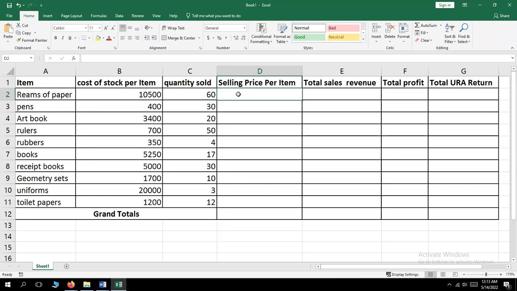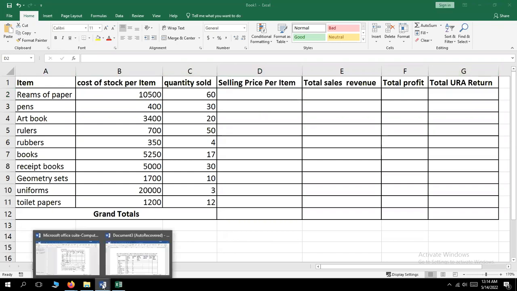In this video, I want us to look at how we can use Microsoft Office Excel to manage business day-to-day activities. So we have this spreadsheet showing information of a certain person who owns a business and sold a number of items on a certain day. So it's showing us the item name, the cost of stock per item, quantity sold on that particular day, and finally, they are asking us to determine the selling price, total sales revenue, profit, and then how much tax was remitted to the tax body.